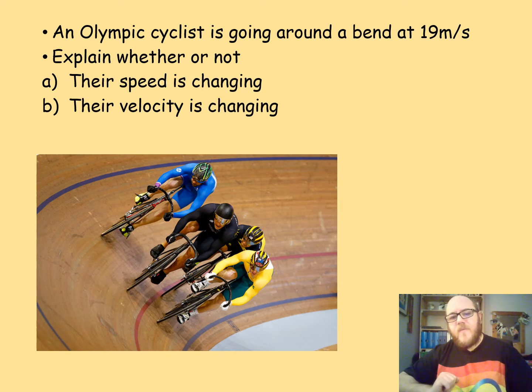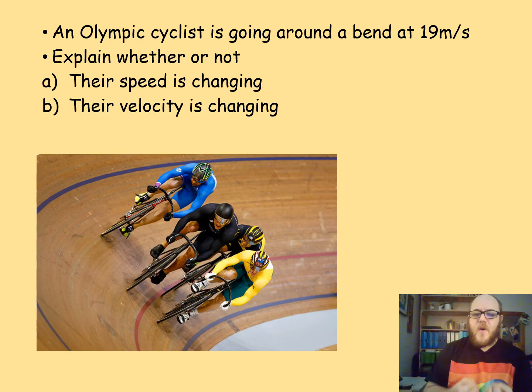So, if they're going around a bend though, let's think about scalars and vectors for a moment. Is their speed changing? Or is their velocity changing? So, let's have a look at this. If you're going at 19 meters per second, you're traveling at 19 meters per second. That is your speed. So if the Olympic tracks are designed so that you can almost go at a straight line speed, that's why they're banked, so that you can just keep going.